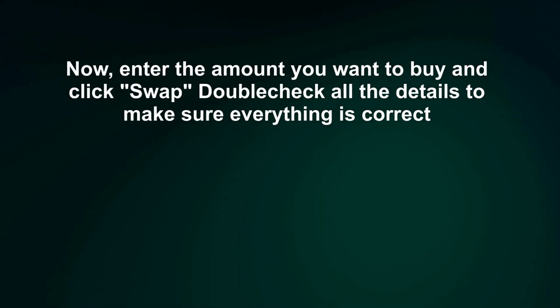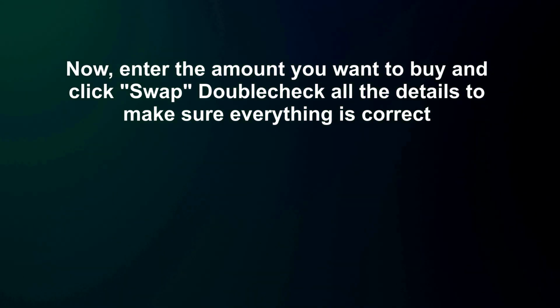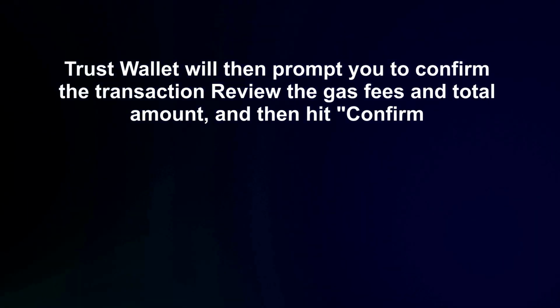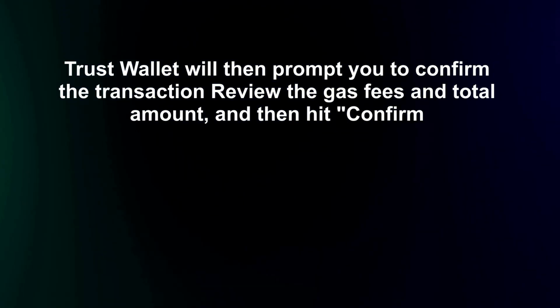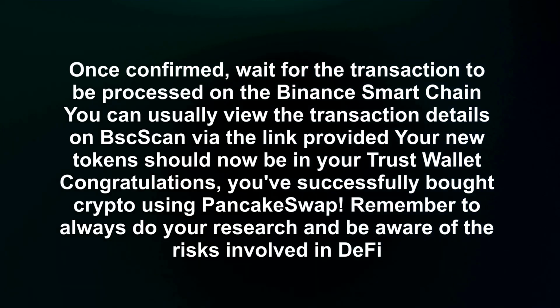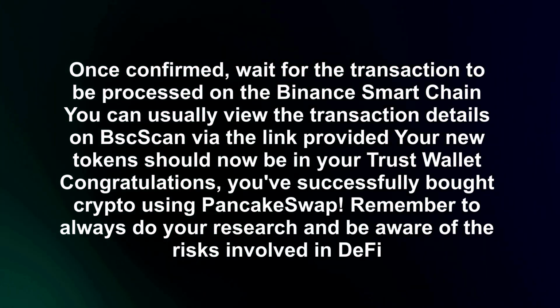Now, enter the amount you want to buy and click swap. Double check all the details to make sure everything is correct. Trust Wallet will then prompt you to confirm the transaction, review the gas fees and total amount, and then hit confirm. Once confirmed, wait for the transaction to be processed on the Binance Smart Chain.